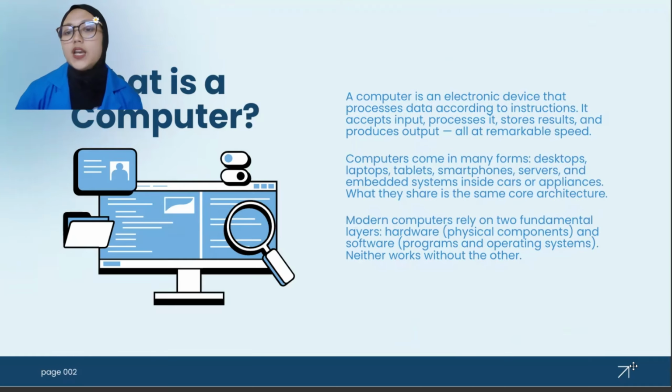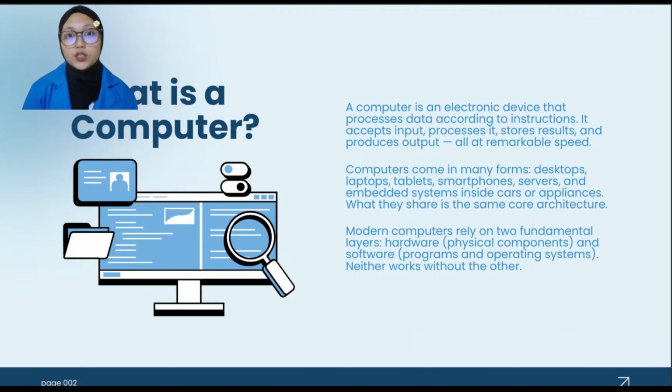A computer is an electronic device that processes data according to instructions. It accepts input, processes it, stores results, and produces output, all at remarkable speed. Computers come in many forms: desktops, laptops, tablets, smartphones, servers, and embedded systems inside cars or appliances. What they share is the same core architecture. Modern computers rely on two fundamental layers: hardware, the physical components, and software, programs and the operating system. Neither works without the other.